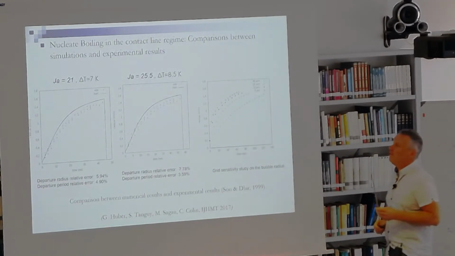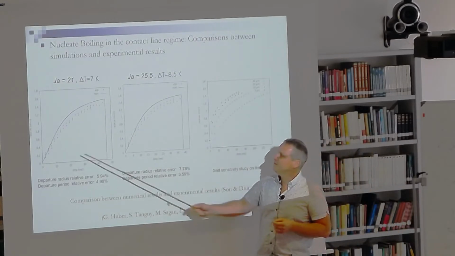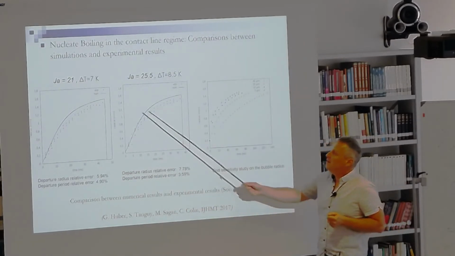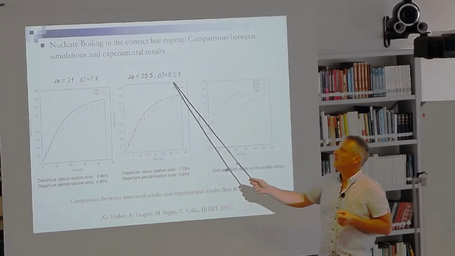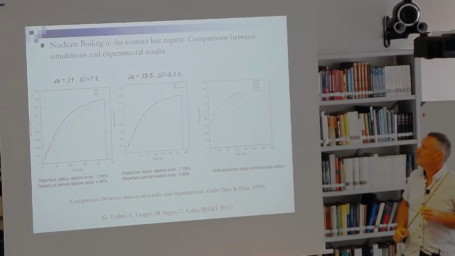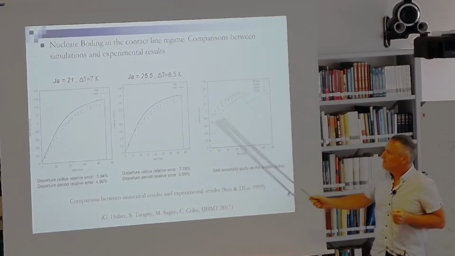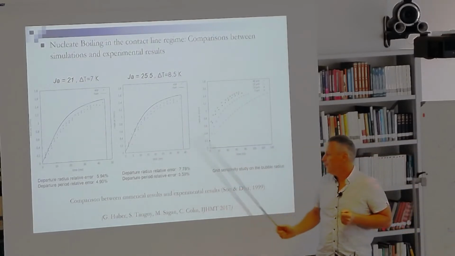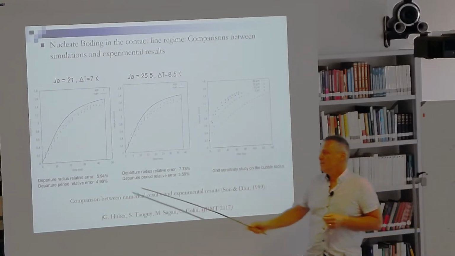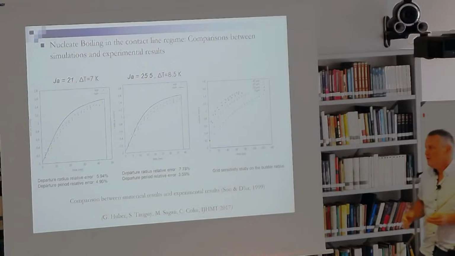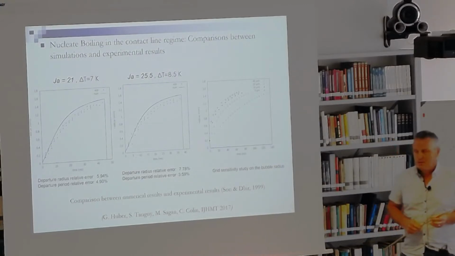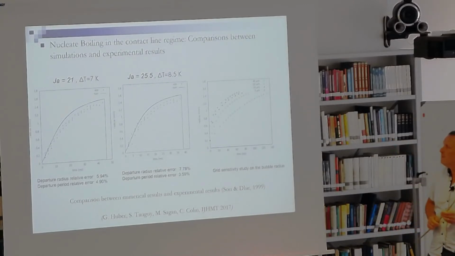And we have performed several comparisons with experiments, here for a wall superheat of 7K, and here for a wall superheat of 8.5K. We show a good agreement with the experiment of Son and Dhir, with a relative error of about 5% on the bubble departure radius or bubble departure period.